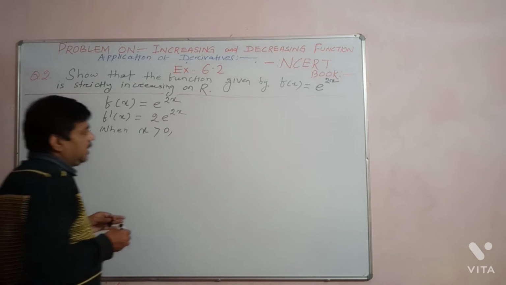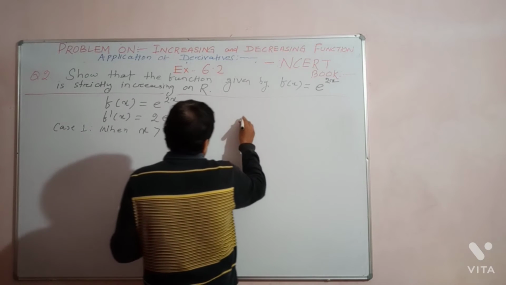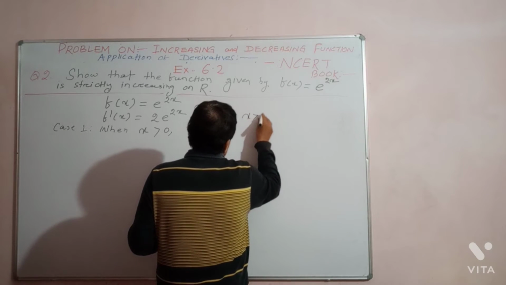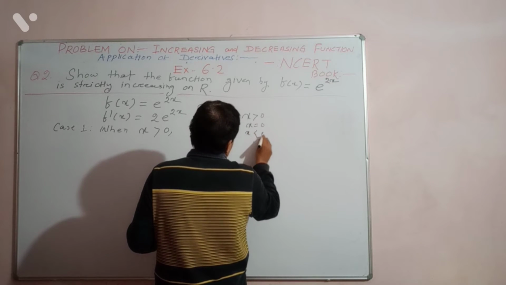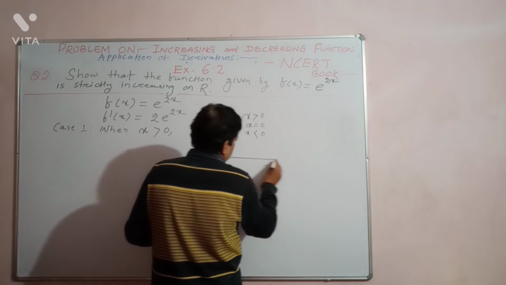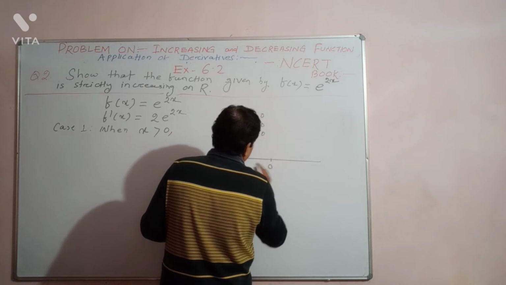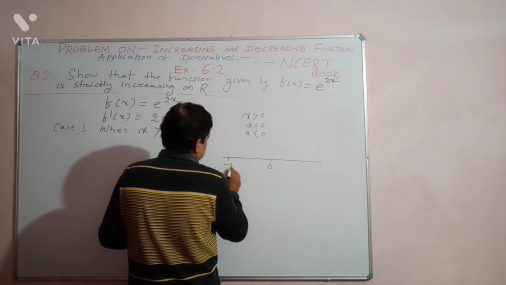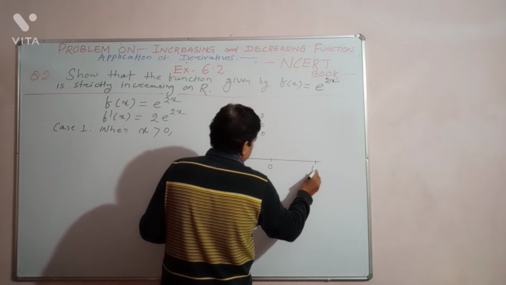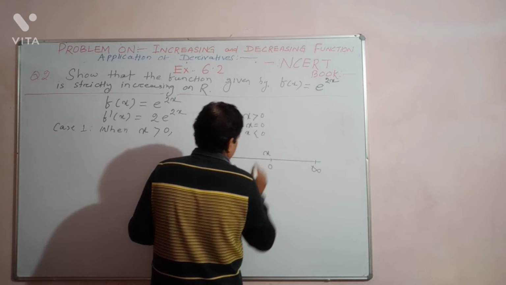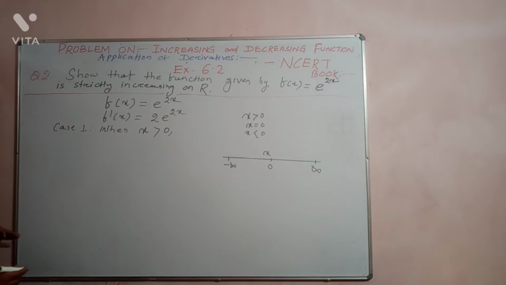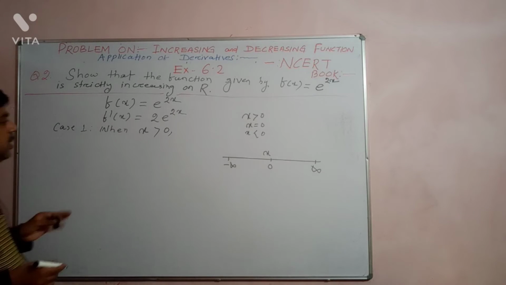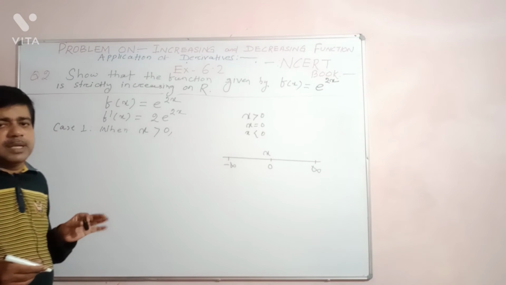Okay, we have to check 3 cases where the function is increasing: x is greater than 0, then x is equal to 0, and x is less than 0. Understand? Suppose you take here x is equal to 0, then this side is minus infinity and this side is plus infinity. In every point the function should be strictly increasing. The function should be increasing at every point of the domain of the function. Then the function will be a strictly increasing function.